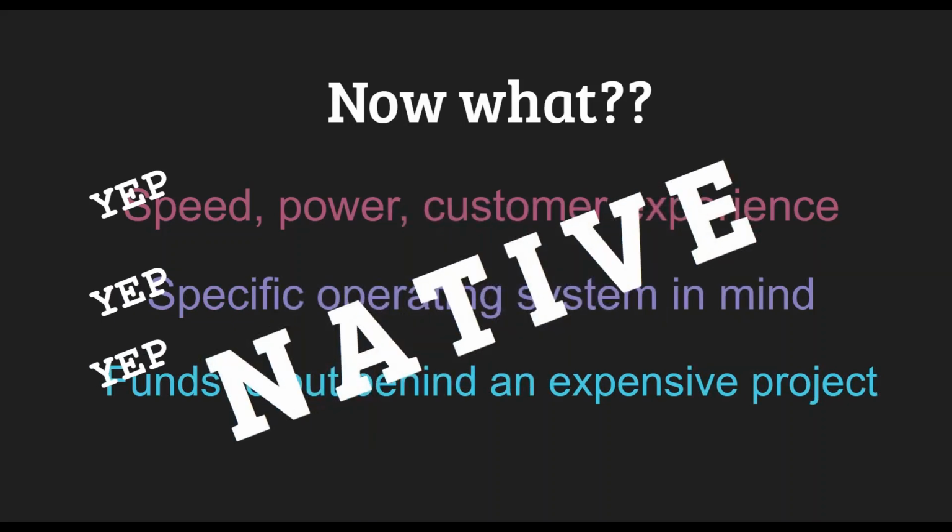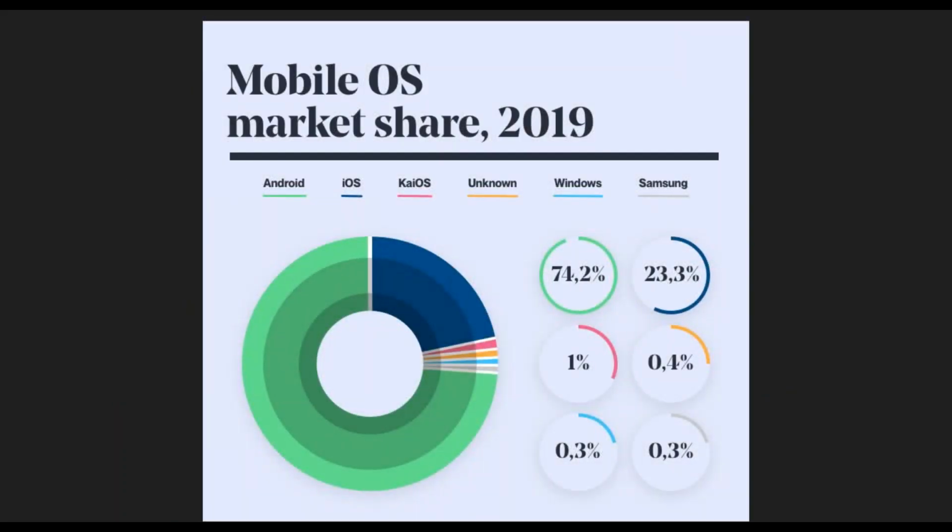And then what? Then your next step is deciding which platform you want to build your app for. The choice really comes down to the two operating systems that together make up 97.5% of the mobile app market share in 2019, Google's Android and Apple's iOS. Looking here, Android seems like the frontrunner with 74.2% of the market share, but it's not that simple.